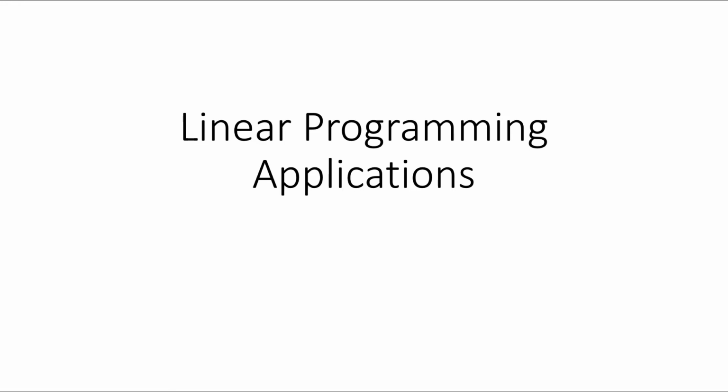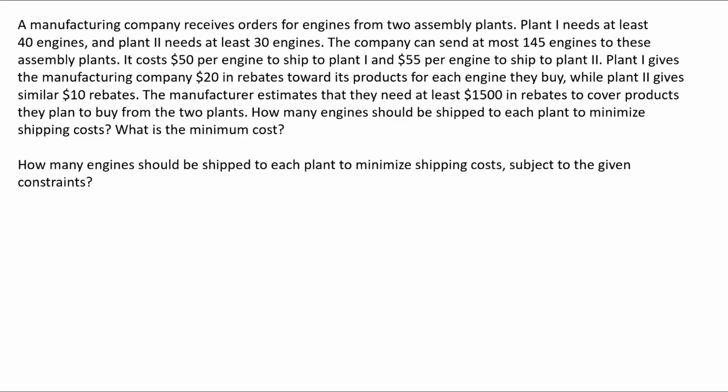Welcome back. In this video, we're going to be looking at applications of linear programming. So the example that we're going to look at is a manufacturing company receives orders for engines from two assembly plants. Plant 1 needs at least 40 engines, and Plant 2 needs at least 30 engines. The company can send at most 145 engines to these assembly plants.